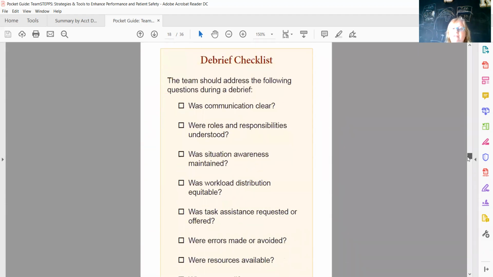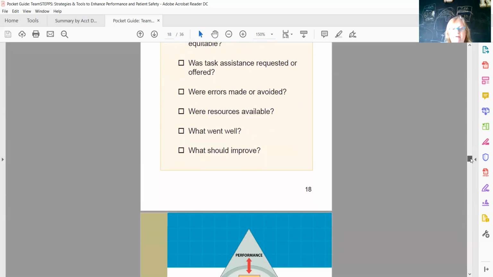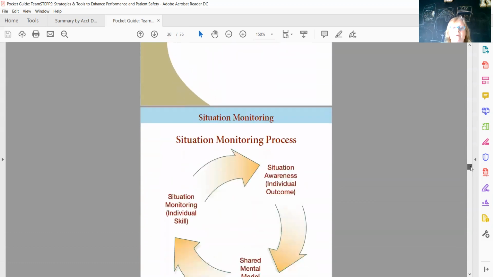And then the debrief checklist. Was situation awareness maintained? Remember, I just talked about that. It's so critical that we're always maintaining awareness of what's happening. Were roles and responsibilities understood? Was communication clear? And we do this after the fact as part of the debrief, because every time we go through a situation, we learn from it. And our goal is always to do things better. All right, here we go.